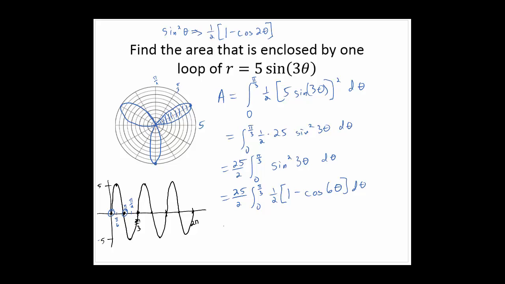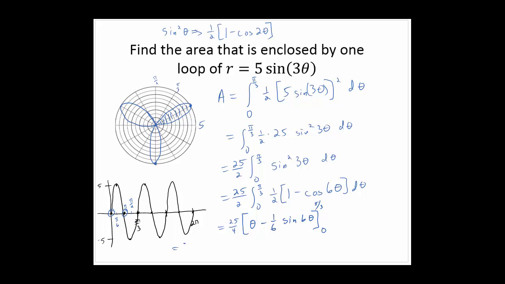Alright, and I can bring that 1/2 out, so I've got 25 over 4, still from 0, and now taking care of the antiderivatives. The antiderivative of 1 is theta. The antiderivative of cosine 6 theta would be minus 1/6 sine 6 theta. And again, we would evaluate this from 0 to pi over 3.